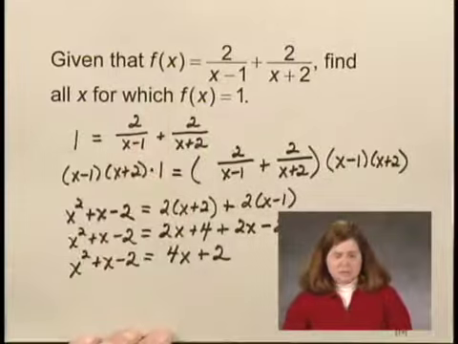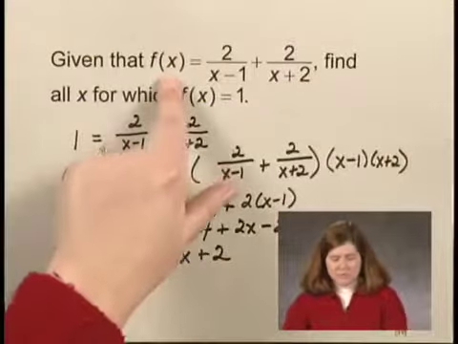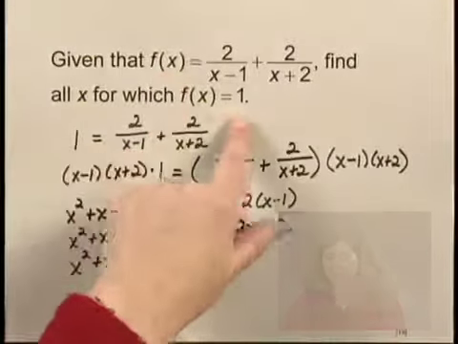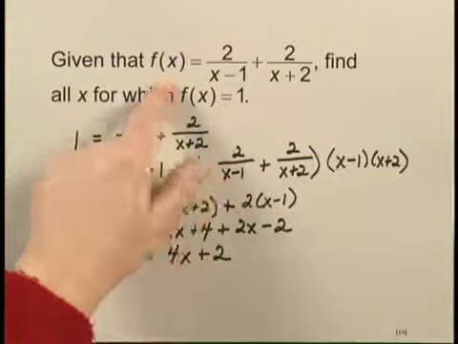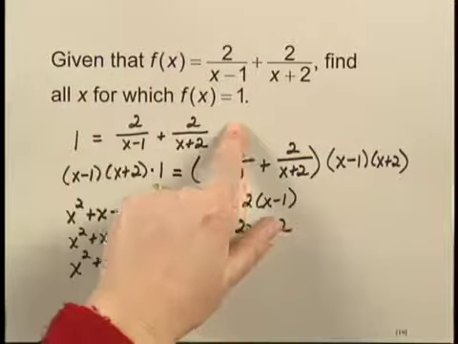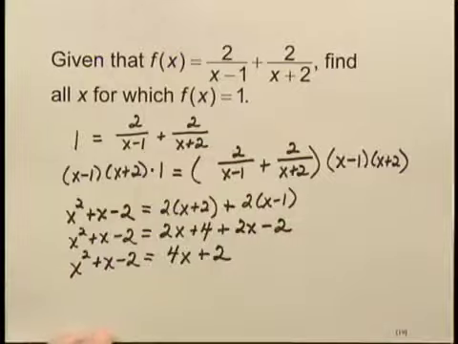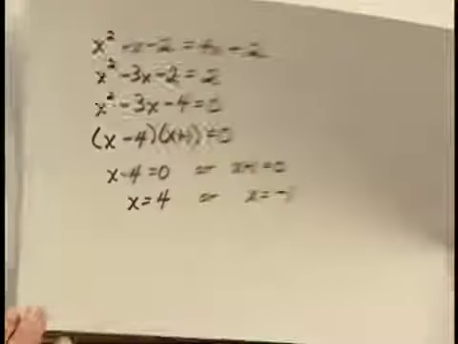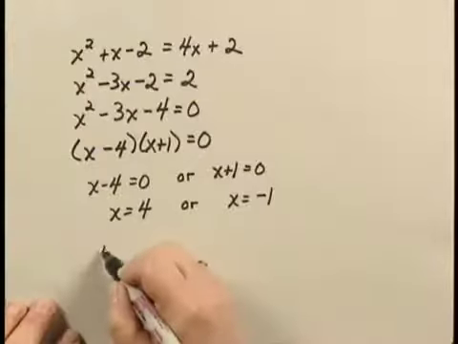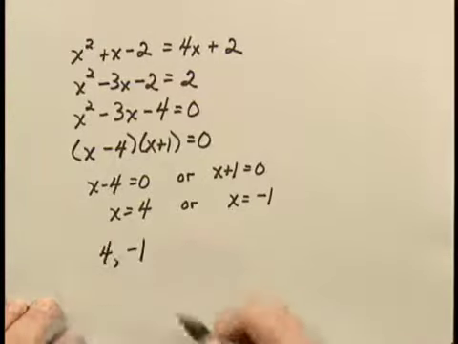To check the answer, I would find f of 4 and see if that is 1, and I'd find f of negative 1 and see if that is 1. If you perform those calculations, you'd find that both numbers check. And your answers would then be 4 and negative 1.